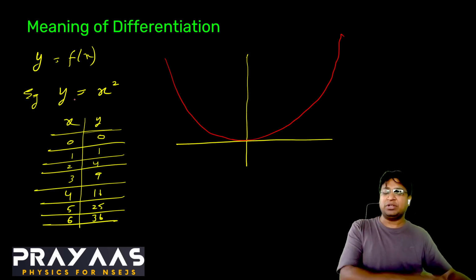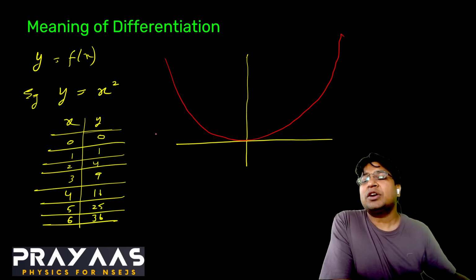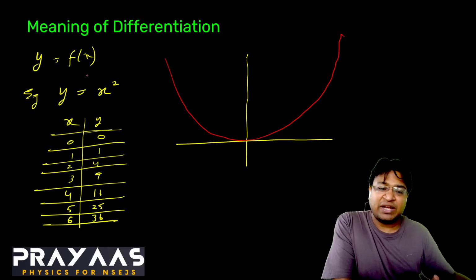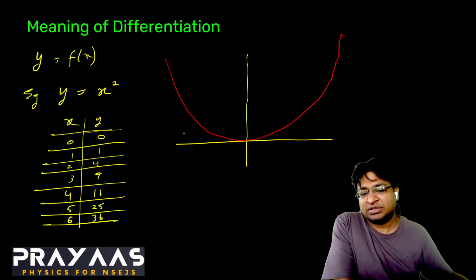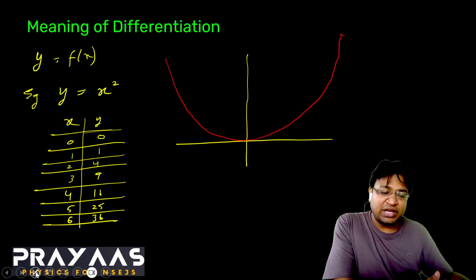We call this graph parabolic. So that's a different story. What we understand is that y is a function of x. We can make a graph of y. That's okay. Now let's select 2 points here.